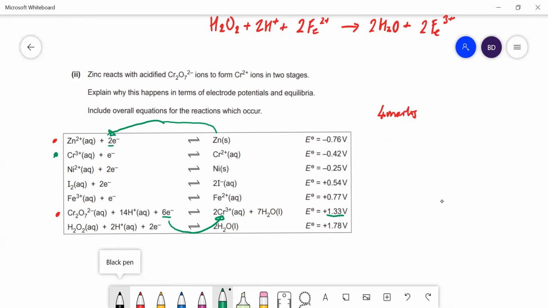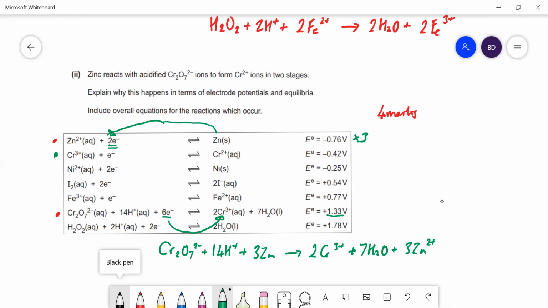Right, we need to combine those 2 half equations, but we need to multiply this one by 3 because that's only 2 electrons and the dichromate is 6 electrons. So the first reaction that's going to occur is dichromate plus 14H+ plus 3 zinc goes to 2 chromium 3+, 7 waters, and 3 Zn2+ ions. That's the first equation.